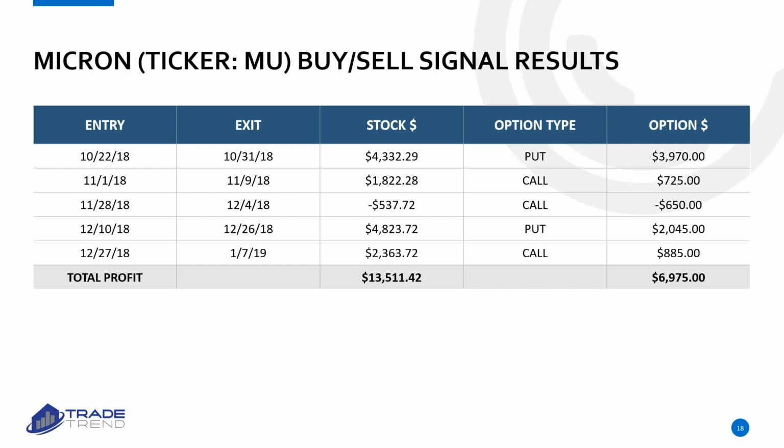So these 5 trades, if you had just traded the stock alone, would have netted a little over $13,000. Okay, that's on 1,000 shares. For you options traders out there, if you had just taken directional put or call trades and committed a fraction of the money it would have taken to buy the shares, profited nearly $7,000. So this is just the last 5 signals. You saw how many signals were on the chart. There are a lot of opportunities.